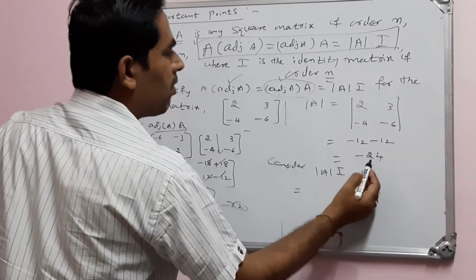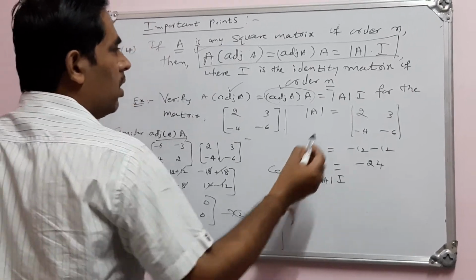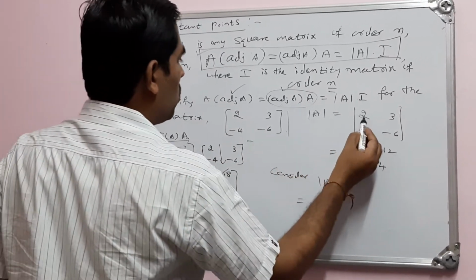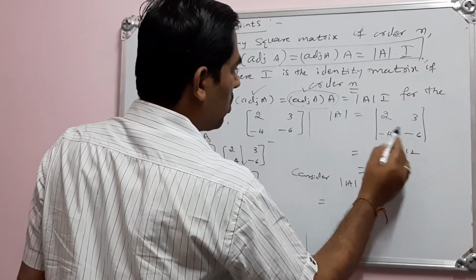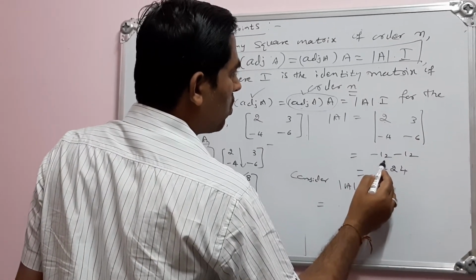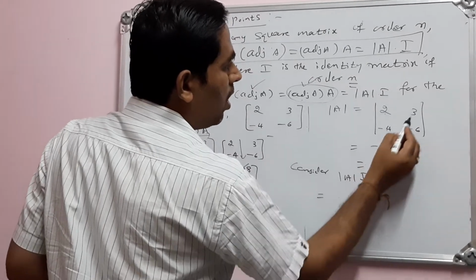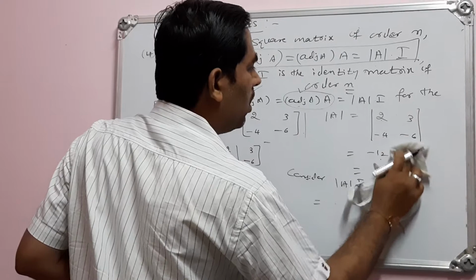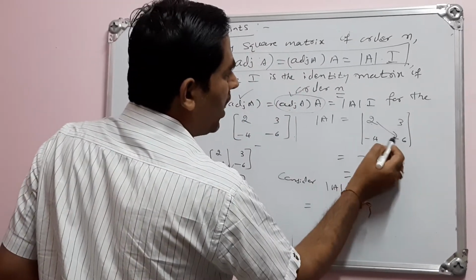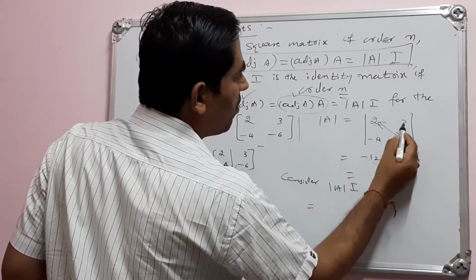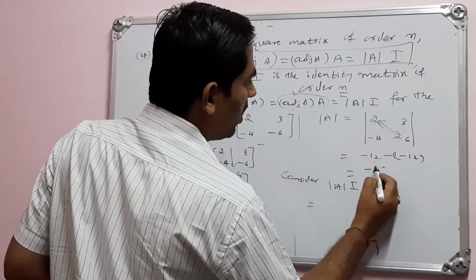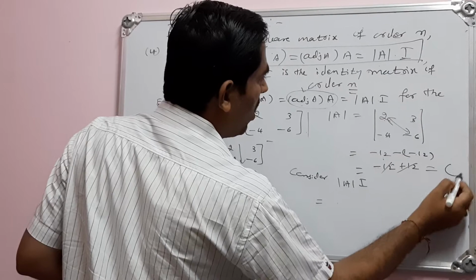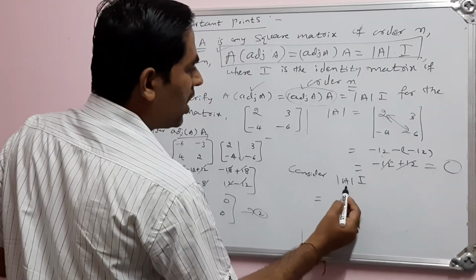So determinant of A is, okay, 2, 3, okay, 2 into 6 minus, minus 12, minus of minus 12. See here, observe carefully. After writing the product, minus 12, minus of 3 into minus 4, that will be minus 12. Then we got minus 12, minus into minus 1 plus 12. So minus 12 plus 12, that will be what? 0. So now you consider determinant of A into I.